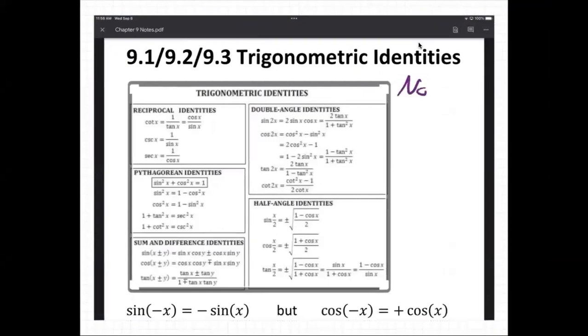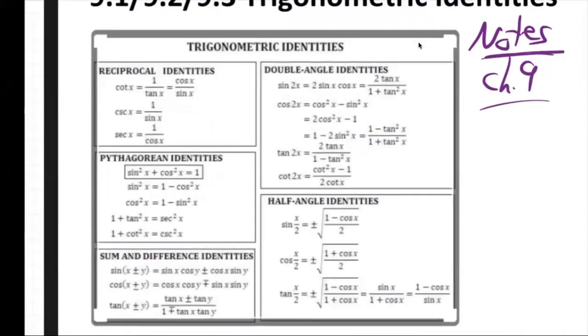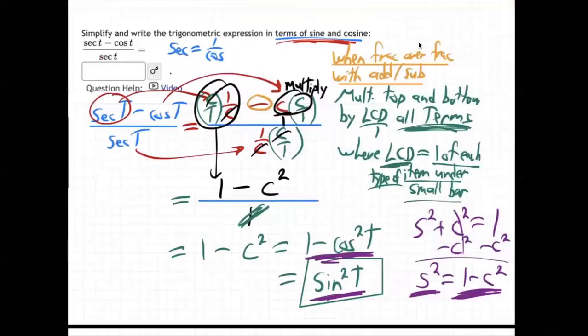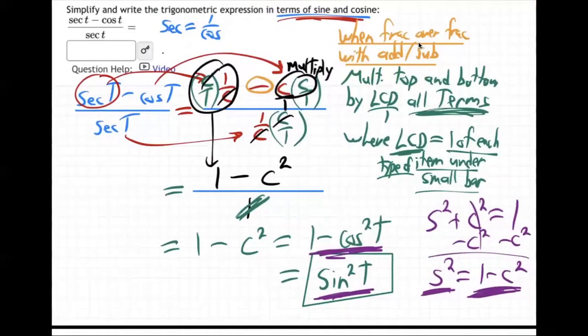The notes, chapter 9. And you see right here, sine squared plus cosine squared is 1, and sine squared is 1 minus cosine squared, and cosine squared is 1 minus sine squared. You want to be looking for those all the time. So we had 1 minus cosine squared, which is equal to just sine squared. So 1 minus cosine squared is equal to sine squared. And so there we go.